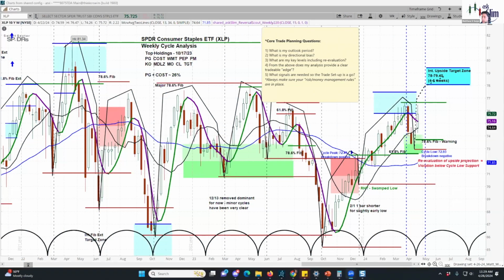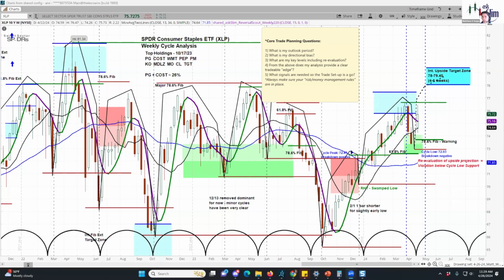I am doing my segment on XLP, intermediate time frame outlook. So let's take a look at how the askSlim methodology can help answer the core trade planning questions in terms of outlook period. I talked about that. That's going to be a 4 to 6 week focus. Directional bias, key levels, including reevaluation, target zones, supports, resistances.